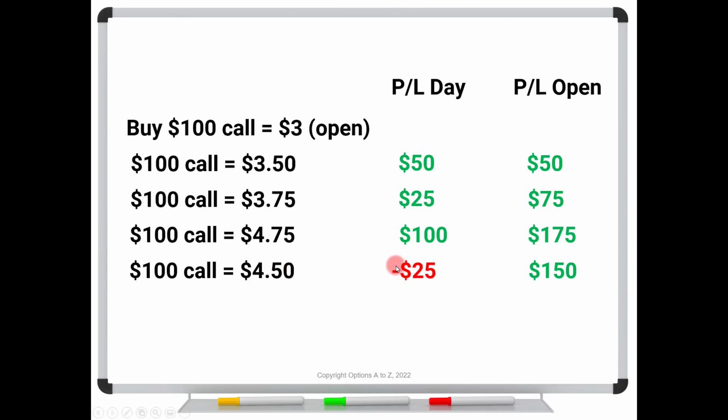Now obviously we could get the opposite effect. If you were down overall, you could see negative numbers over here in the opening column, but positive numbers for the day. But regardless of what's happening with those profits and losses, it's nice to know what's happening day to day or since you've opened the position. And that's why we use those headers as options traders. So I hope that helps to make more sense of those terms.